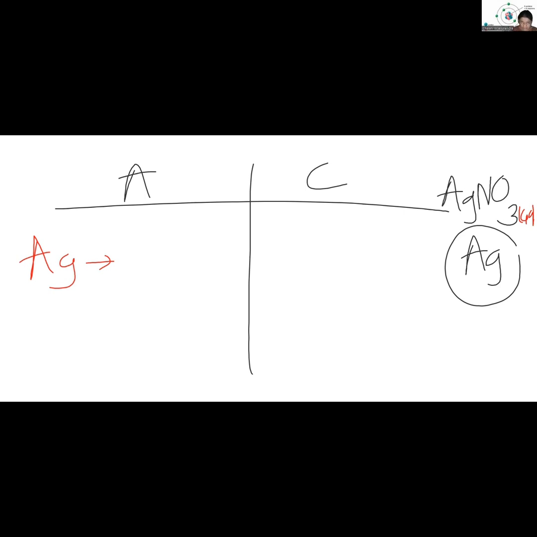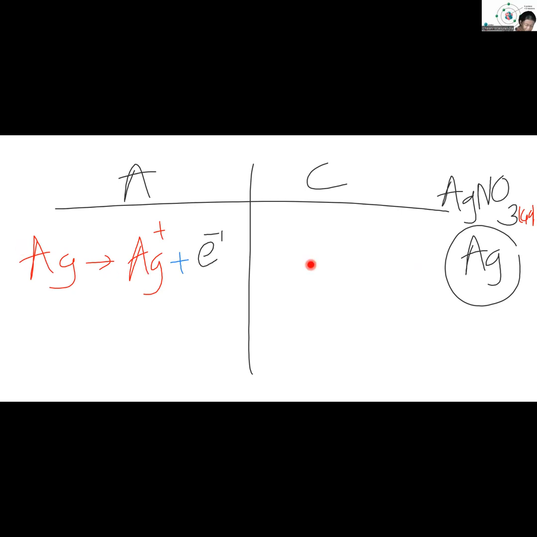The silver metal atoms become silver +1 ions, and it loses 1 electron. I'm writing the electron with this -1, right? That's correct. That's oxidation, right? It's oxidation of the silver atom, which became silver ion plus an electron.